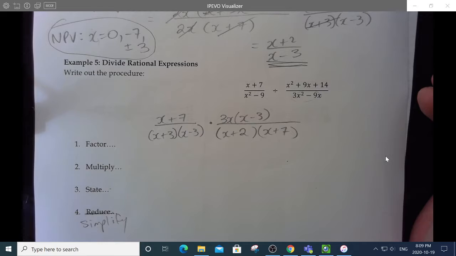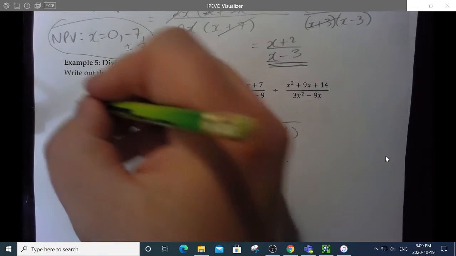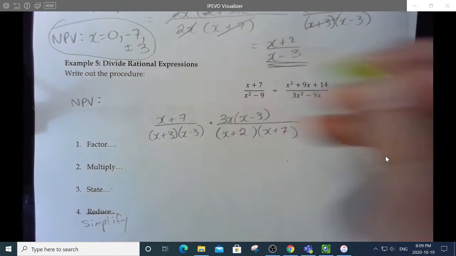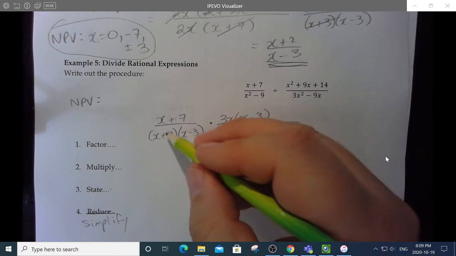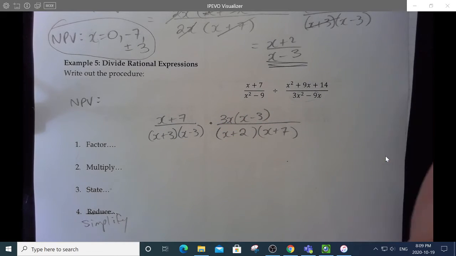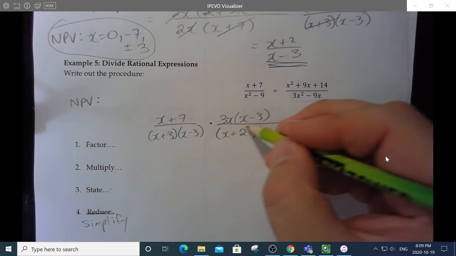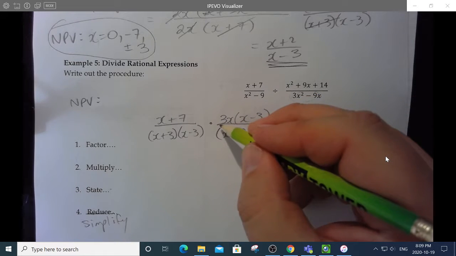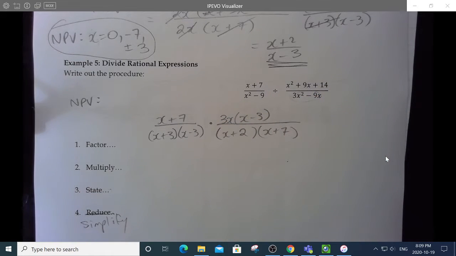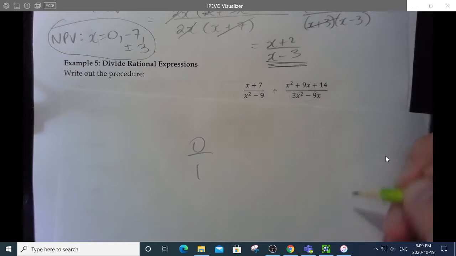Okay, what do we do? Well, let's find our MPVs. What are the non-permissible values here? Well, I know what you're thinking. You're thinking, here's a denominator and here's a denominator, but I have to worry about this too. And you might be thinking, wait a minute, that's a numerator. You said just a little while ago that 0 divided by 1 was okay.